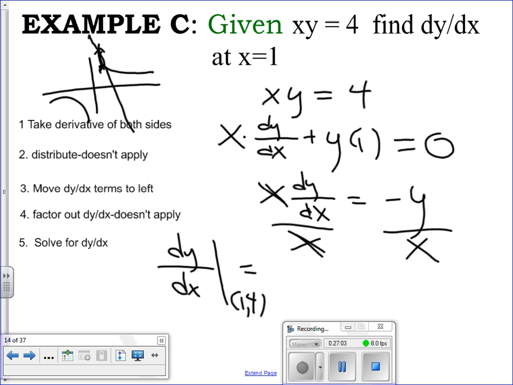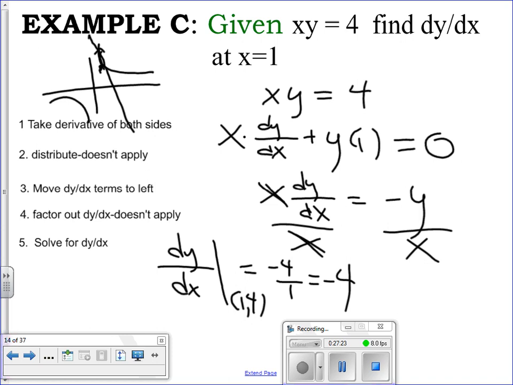Well, it's negative y over x. So negative 4 over 1 is negative 4. We needed both the x and the y. So to get the y coordinate of the point, we had to go back to the original. Cool.